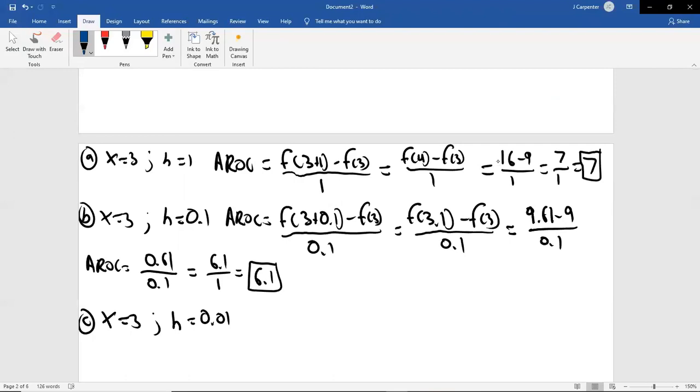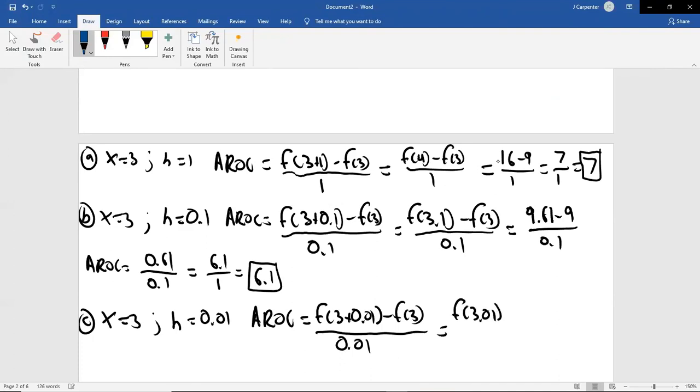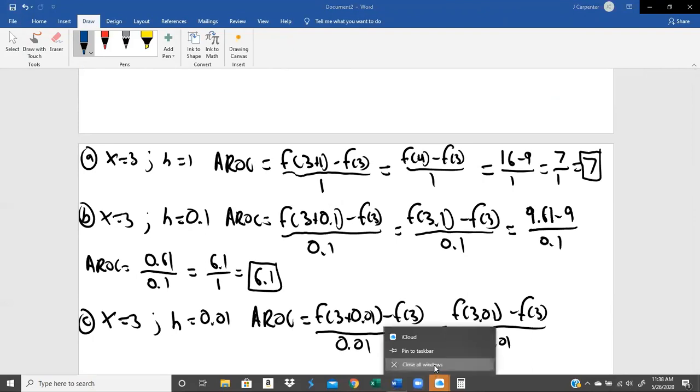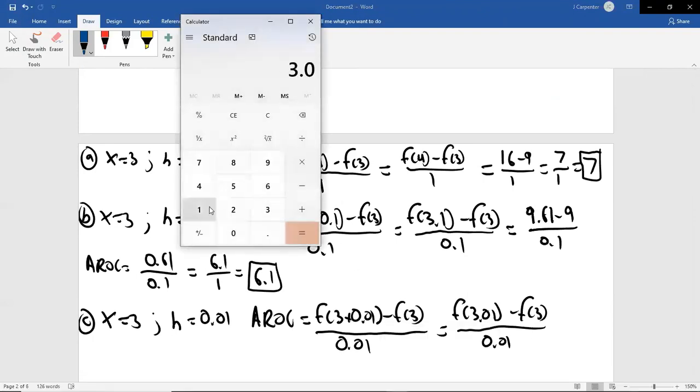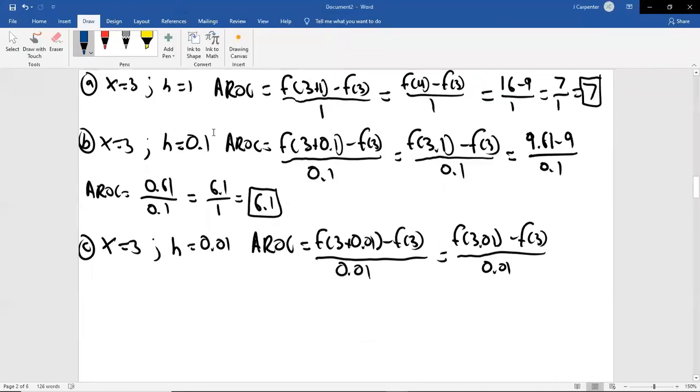All right. So our average rate of change would be f of 3 plus that very small 0.01 minus f of 3 all over 0.01, which is f of 3.01 minus f of 3 divided by 0.01. So let's square 3.01. 3.01 times 3.01, and you get 9.0601.